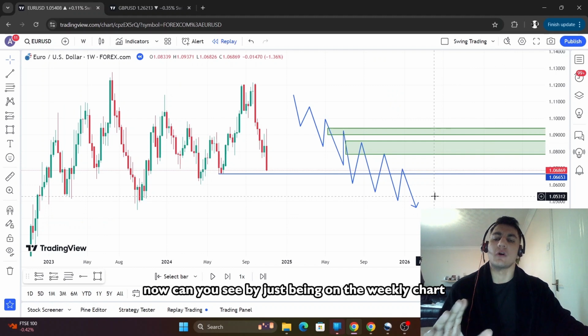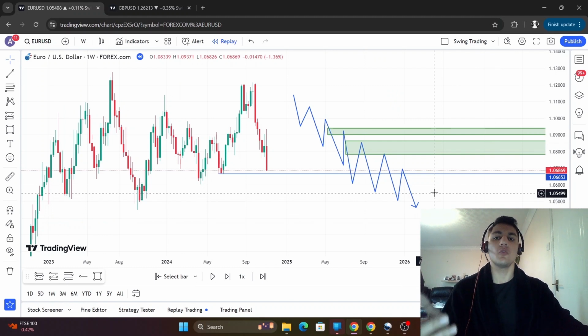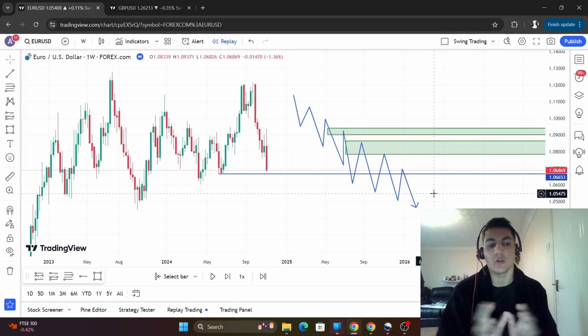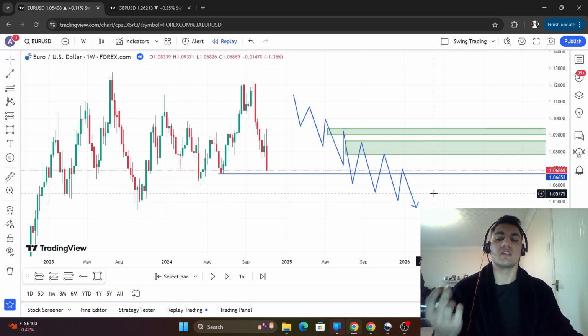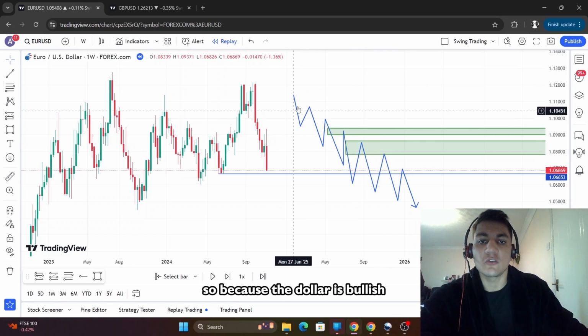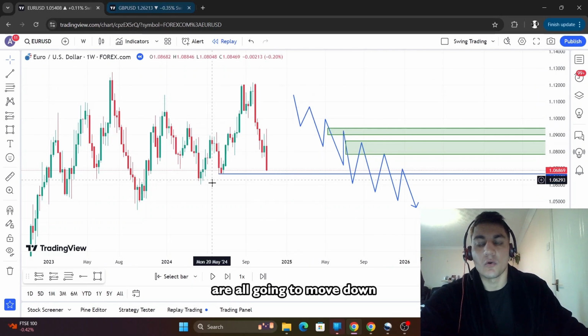Now, can you see that by just being on the weekly chart, we're able to determine which currency is the best and which currency is the worst. So we know that all FX is bearish because the dollar is bullish, right? And the dollar, for those who don't know, obviously because it's the US, the most powerful country with the largest economy, the US dollar decides what all of FX will do. If the US dollar is bullish, Euro, GBP USD, AUD USD, New Zealand dollar, yen, everything's going to move for the dollar, right? So because the dollar is bullish and because the American economy is so large, that means Euro and GBP are all going to move down.